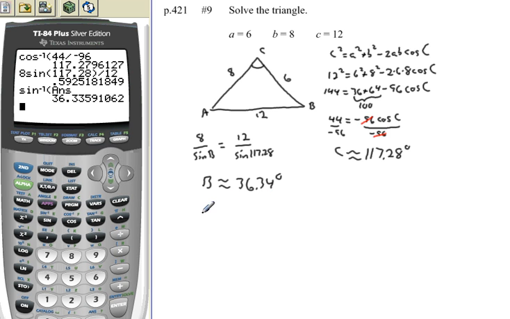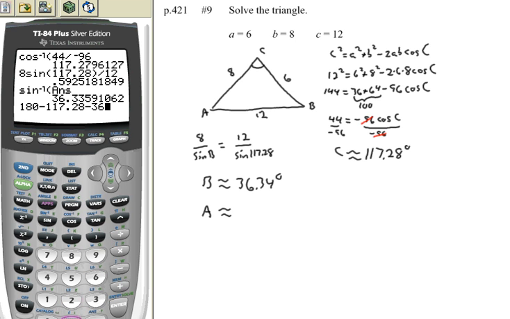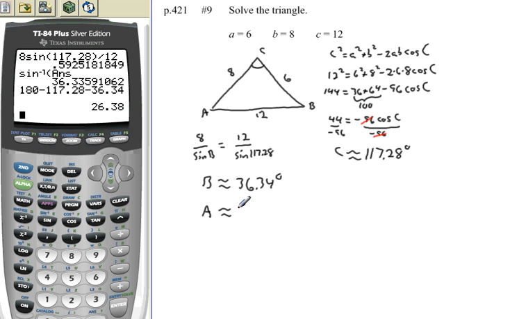Now the last thing I need to find is angle A. Since the three angles add up to 180, I can take 180 degrees and subtract the two angles I know, 117.28 and 36.34. And I know angle A must be equal to 26.38 degrees. So we've solved that triangle by finding the three missing angles.